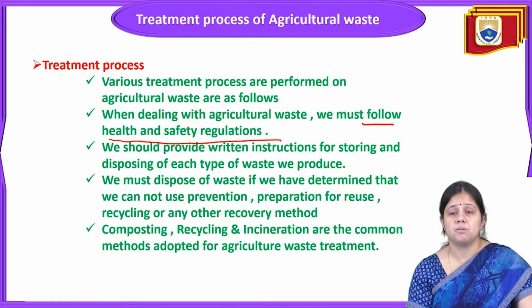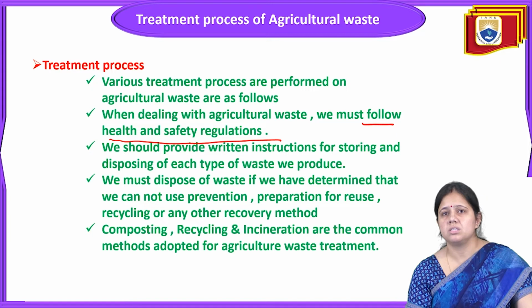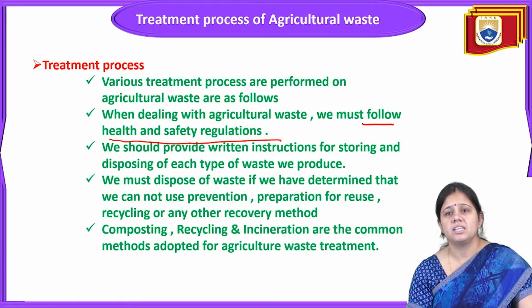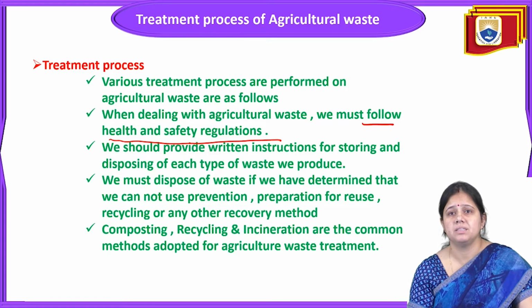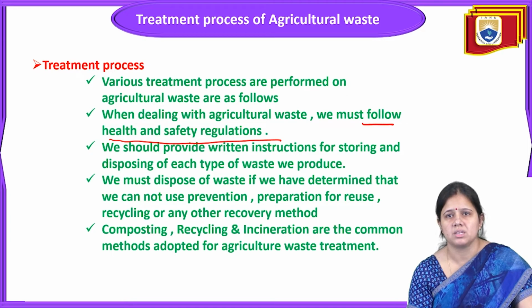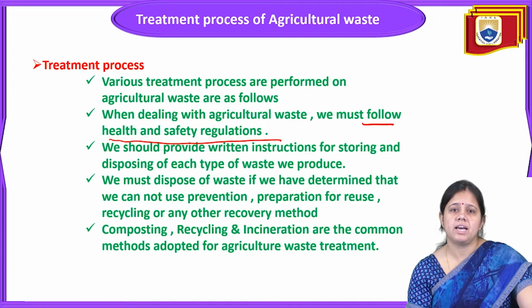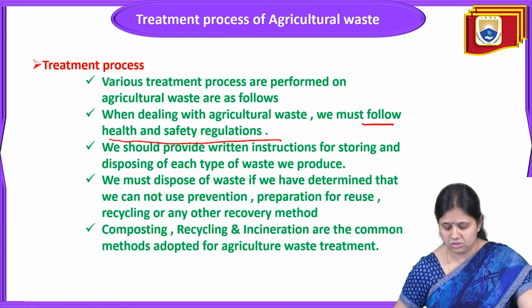The next point is that composting, recycling, and incineration are the common methods adopted for agriculture waste treatment. So this is about the treatment processes of agriculture waste. The main methods are composting, recycling, and incineration. We must dispose of waste if we have determined that we cannot use it for prevention, preparation for reuse, recycling, or any other recovery method. We should provide written instruction for storing and disposing of each type of waste we are producing. And when dealing with agriculture waste, we must follow the health and safety regulation.